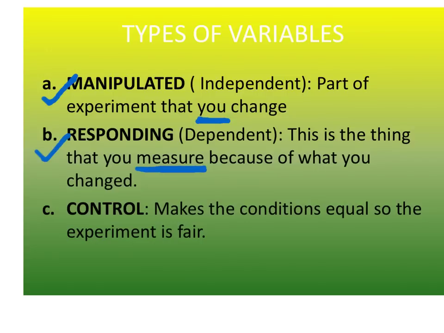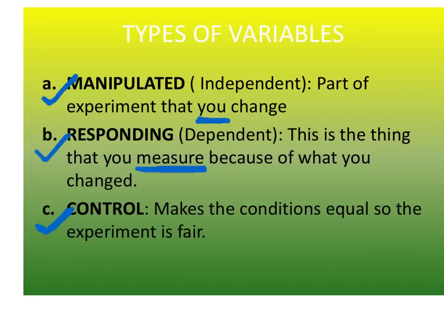The third type of variable is the control variable. This is a very important part of the experiment, and you really need to spend a lot of time thinking about what your control variables will be. Control variables are the conditions that should be the same so your experiment is fair.